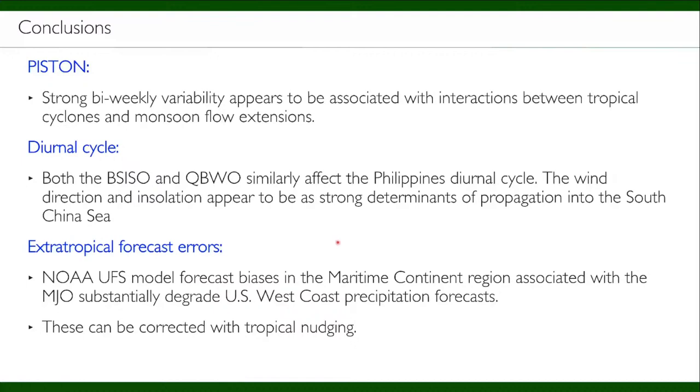of moisture propagation into the South China Sea during certain phases. And then I showed some results from the NOAA UFS model showing that biases in the maritime continent region associated with the MJO substantially degrade U.S. West Coast precipitation forecasts. And these can be corrected with tropical nudging, but ideally, these results might provide some guidance for model developers to help improve convective parameterizations to better simulate MJO propagation across the maritime continent.